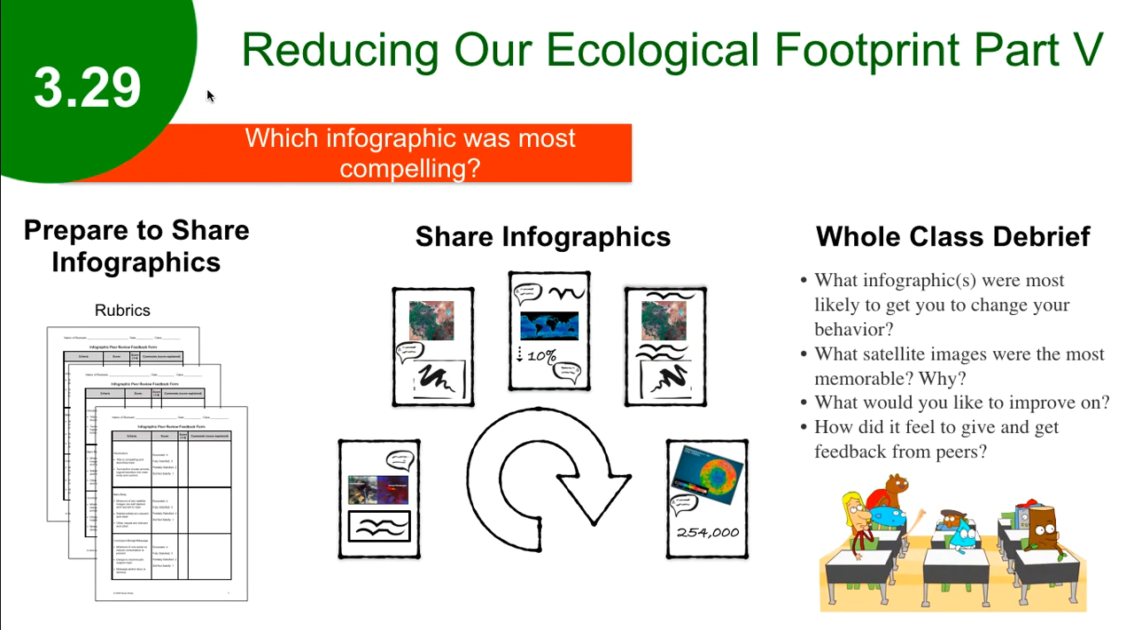Students share out their infographics in lesson 29 with peers. We begin class by distributing the peer evaluation rubric, and half the students prepare their infographics to present. Students are going to circulate around each graphic and complete a set number of peer evaluations during this time. Then, we'll rotate to the other half of the class. End the class with a whole class debrief where we really address the question, which infographic was most compelling?